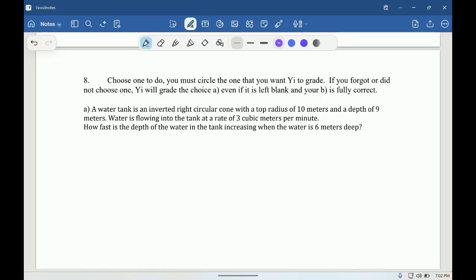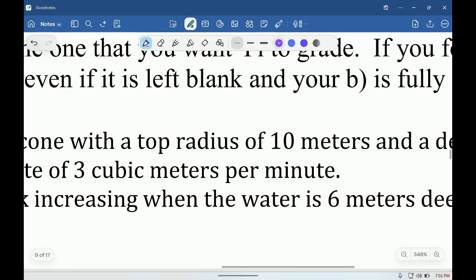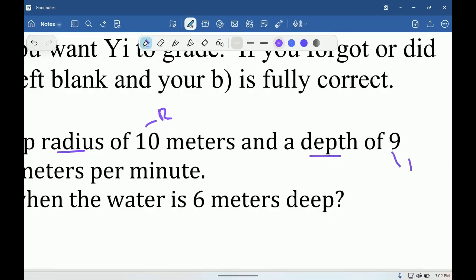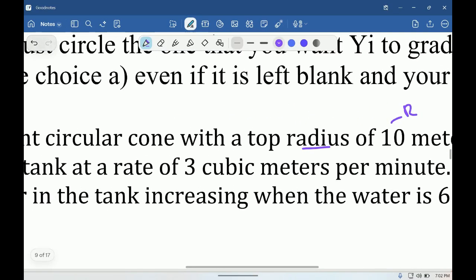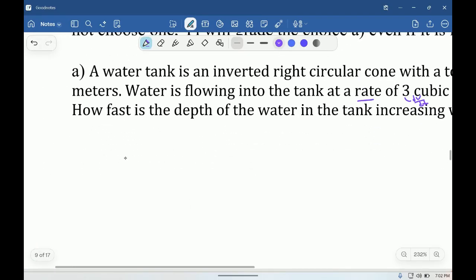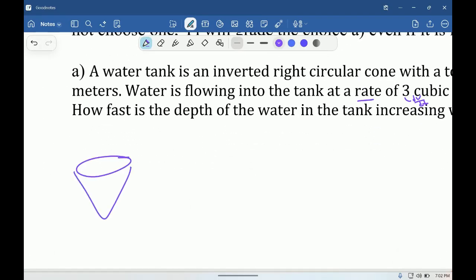Okay, this question is asking us how fast the depth of the water in the tank is increasing when the water is 6 meters deep. We're going to see that this points out the radius to us, which is going to be our big R, and this is the depth, so this is going to be our big H, and this is a rate, so this is going to be our dV/dt, or our derivative for volume. We're going to draw these over here real quick to help us visualize what we're looking for.